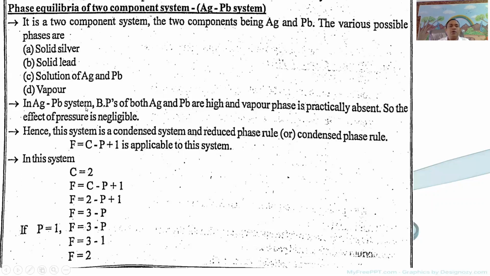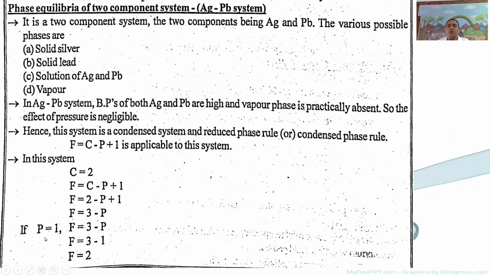In the silver lead system, the boiling points of both silver and lead are high and the vapor phase is practically absent. So the effect of pressure is negligible. Hence, this system is a condensed system and the reduced phase rule or condensed phase rule is applicable. That is F = C - P + 1. Here C is 2, so F = 2 - P + 1, then F = 3 - P.